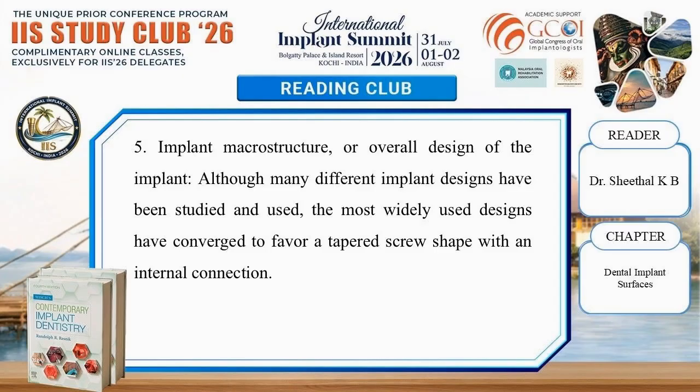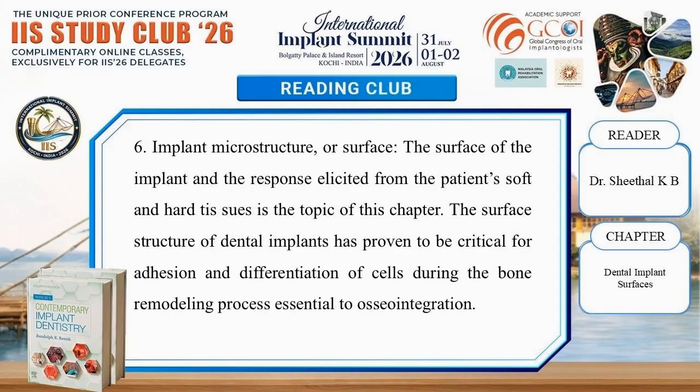Although commercially pure titanium and titanium alloys predominate, there are other materials, most notably zirconia, that are also used. 5. Implant macrostructure, or overall design of the implant. Although many different implant designs have been studied and used, the most widely used designs have converged to favor a taper screw shape with an internal connection. 6. Implant microstructure or surface.